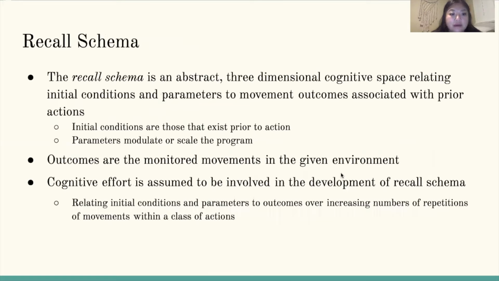Next, we're going to talk about recall schema. The recall schema is an abstract three-dimensional cognitive space relating initial conditions and parameters to movement outcomes associated with prior actions. Initial conditions are those that exist prior to the action. Examples of this would be an acoustic environment in a classroom or a sudden loud noise. Parameters modulate or scale the program. Examples of this are movement magnitude or force magnitude. Outcomes are the monitored movements in the given environment.